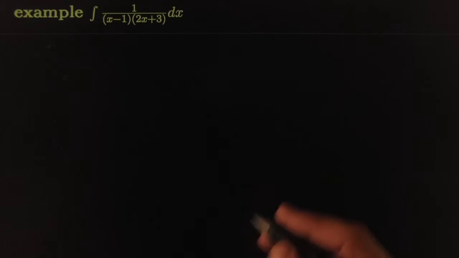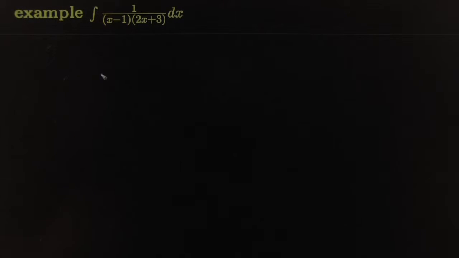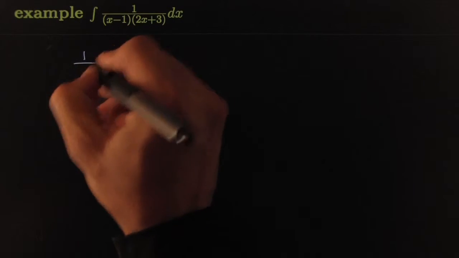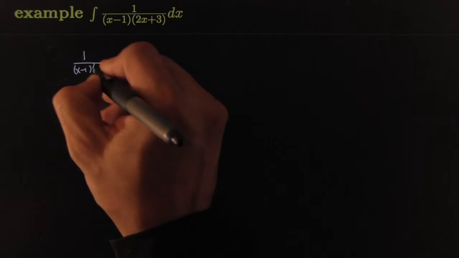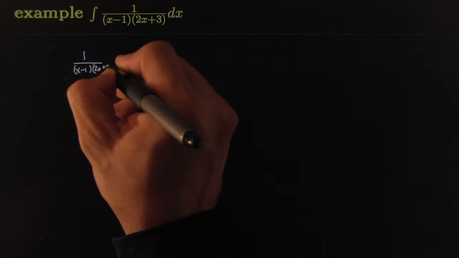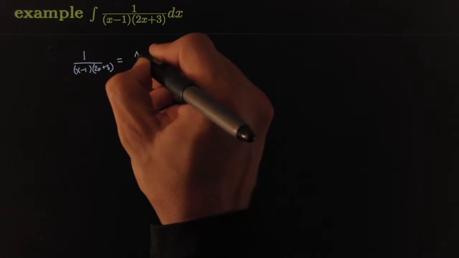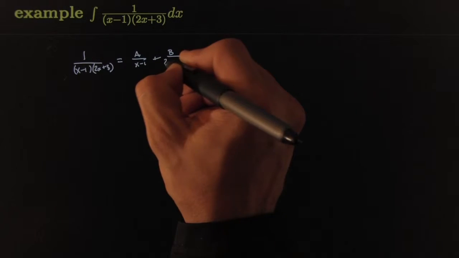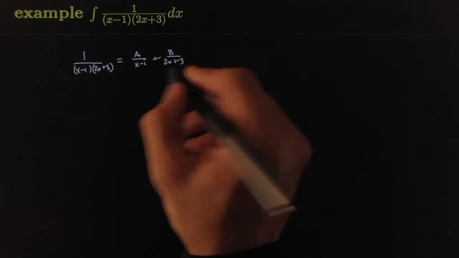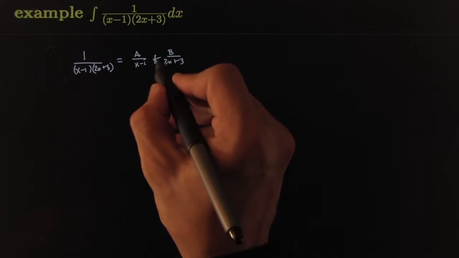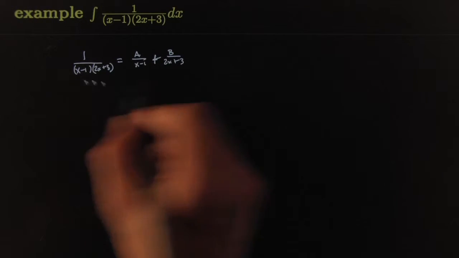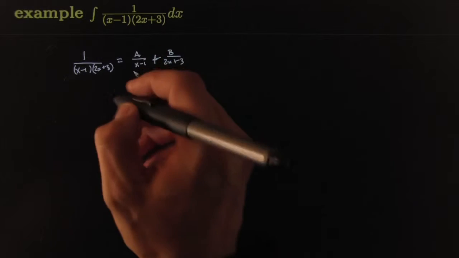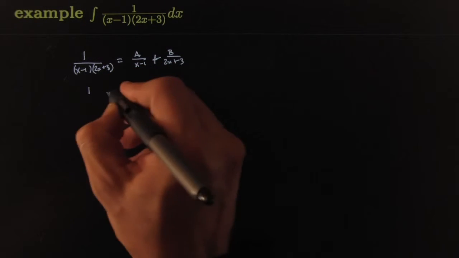Alright, so let's try it with an actual example. We take this creature here and we try to decompose it. So I have 1 over (x minus 1) times (2x plus 3), and I'm trying to figure out that's equal to a over (x minus 1) plus b over (2x plus 3). I'm hoping that there's some solution to a and b that would make this statement true so that I would have unadded the fractions. So we go on to multiply by the least common multiple.